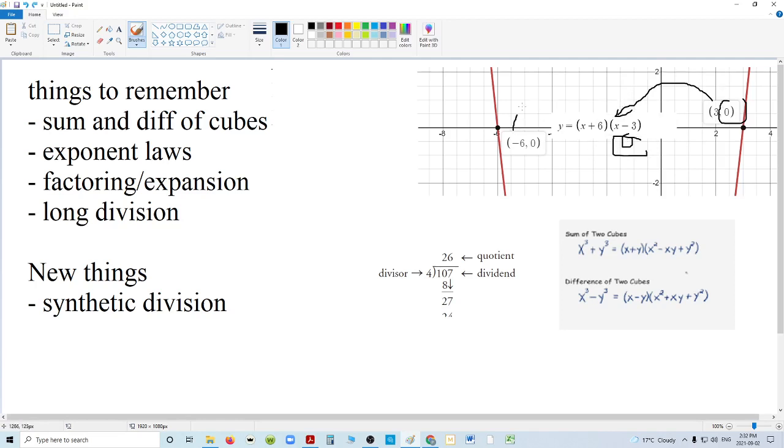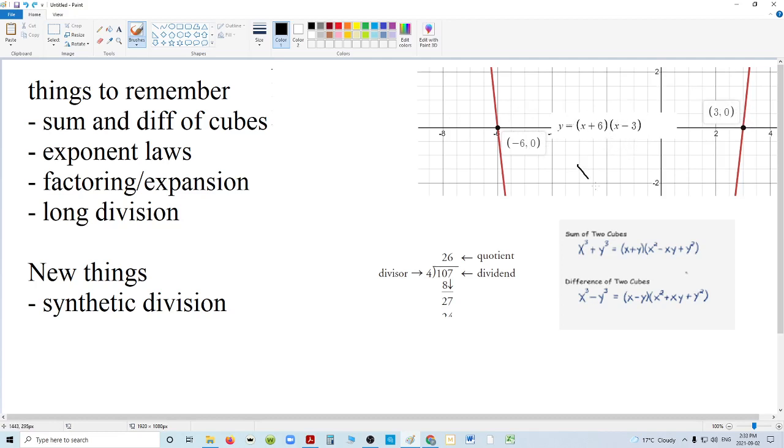Same if we put the minus 6 in here for x, this becomes 0. And minus 6 times 0 times minus 9 is still 0. Which explains why it's an x-intercept, because the y result is 0. But also that it will be a perfect factor. I want you to remember that.